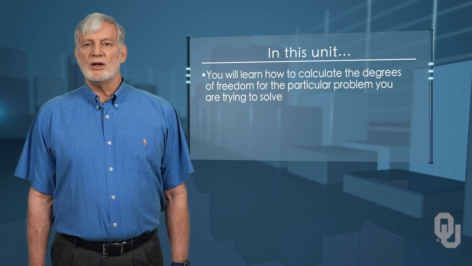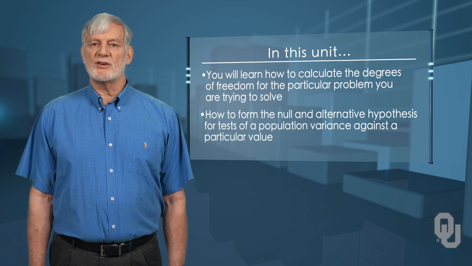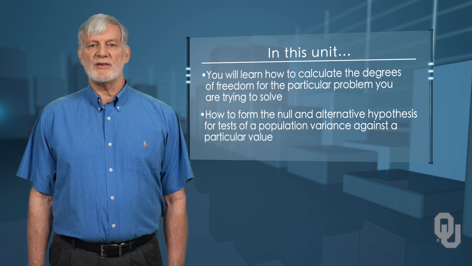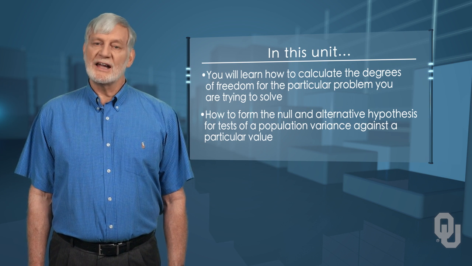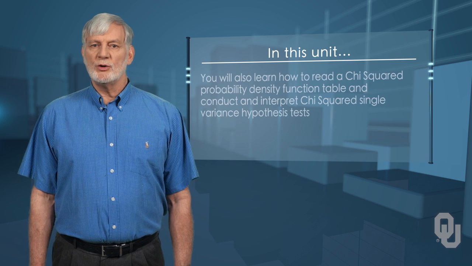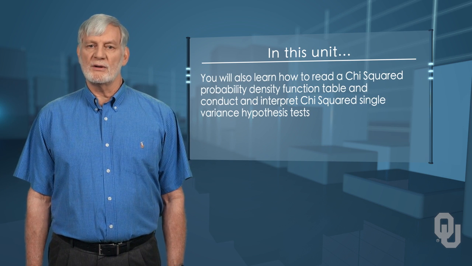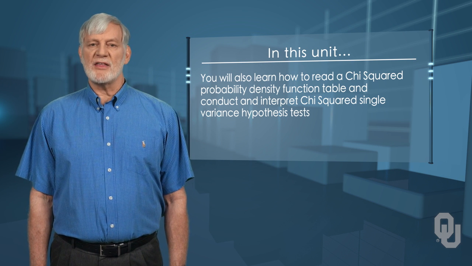In this unit, you will learn how to calculate the degrees of freedom for a particular problem you are trying to solve, as well as how to form the null and alternative hypothesis for tests of a population variance against a particular value. You will also learn how to read the chi-squared probability density function table and conduct and interpret chi-squared single variance hypothesis tests.